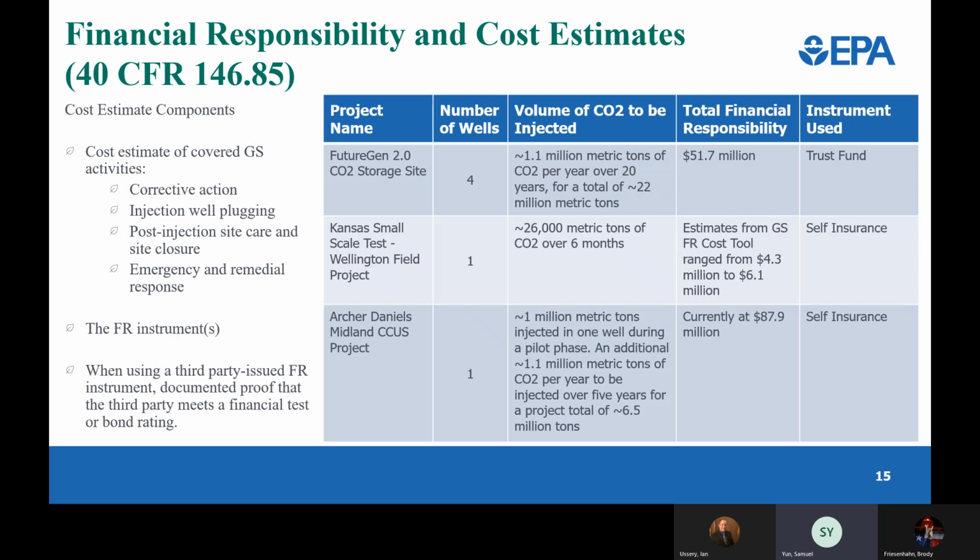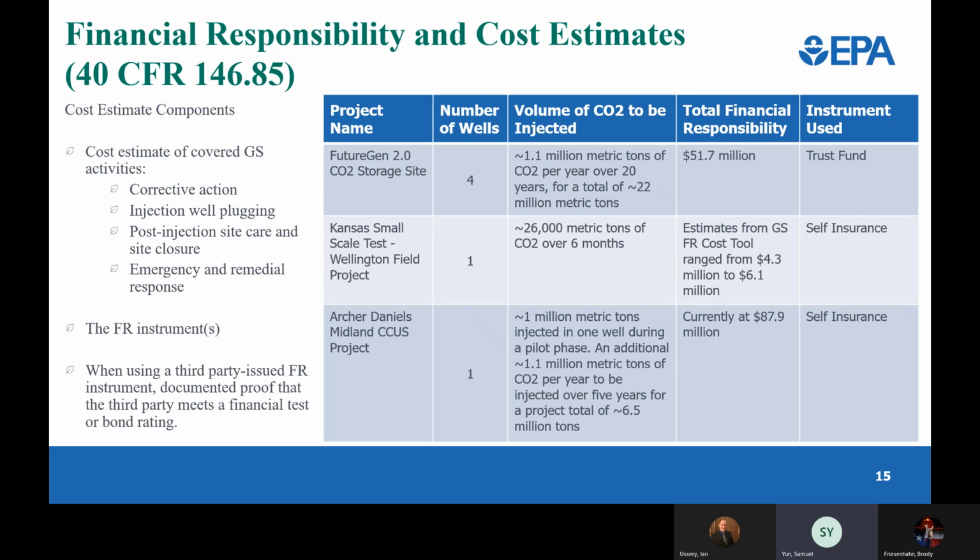The owner or operator of a Class 6 well must demonstrate and maintain financial responsibility. Cost estimate components include corrective action, injection well plugging, PISC and site closure, and emergency and remedial response. The financial responsibility instruments used must be from the following list of qualifying instruments: trust bonds, surety bonds, letter of credit, insurance, self-insurance, escrow account, and any other instruments satisfactory to the director.